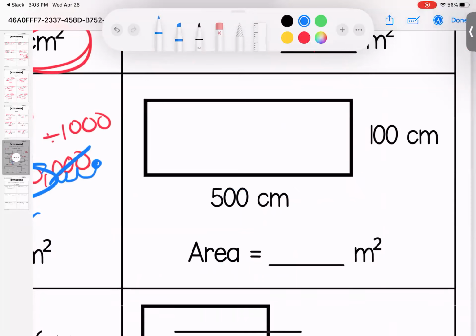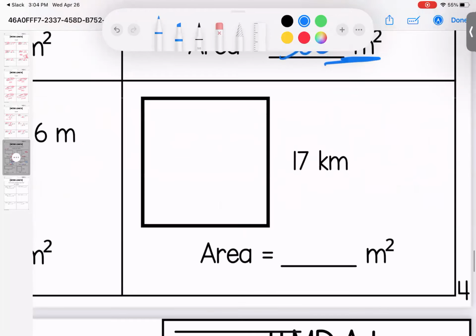500 times 100 for our area. 5 times 1 is 5. All of the zeros come. That gives me 50,000. And I want to turn that into meters. To turn that into meters, I am going to divide by 1,000. So, I'm sorry, not 1,000. There are 100 centimeters in a meter. So I'm going to divide by 100. So 50,000 divided by 100 leaves me 500 meters squared.